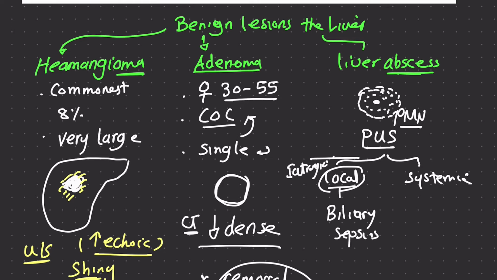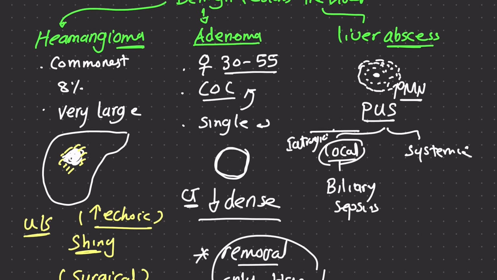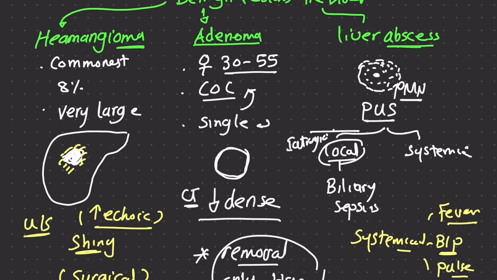E. coli will cause liver abscess. Okay? So the common symptoms with this patient: they might be systemically unwell, and by systemically, I mean they might be having fever and deranged blood pressure, and the pulse might be slightly increased, and they might reach up to sepsis as well. Most importantly, they will come with right upper quadrant abdominal pain.